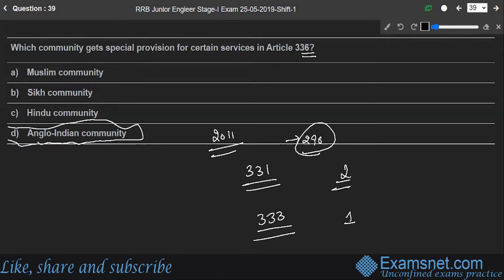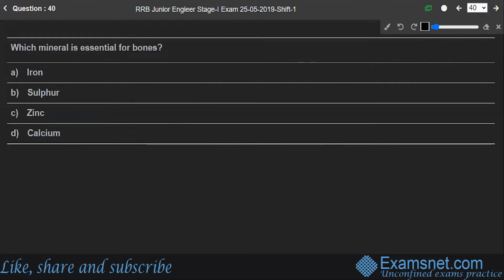Recently, Parliament passed the Constitution 126th Amendment Bill, extending the reservation of SCs and STs but doing away with the provision of nomination of Anglo-Indians to the Lok Sabha and some state assemblies. So option D is the right answer to the question. Hope you got that. Next is question number 40.